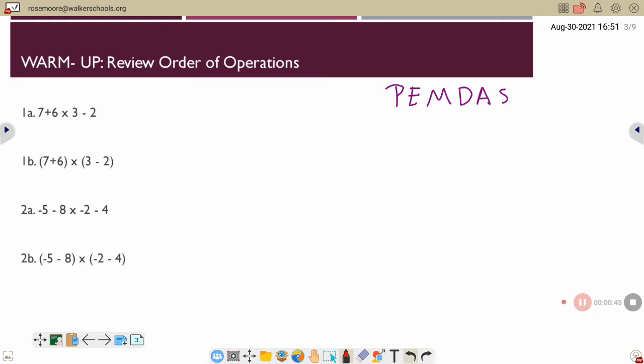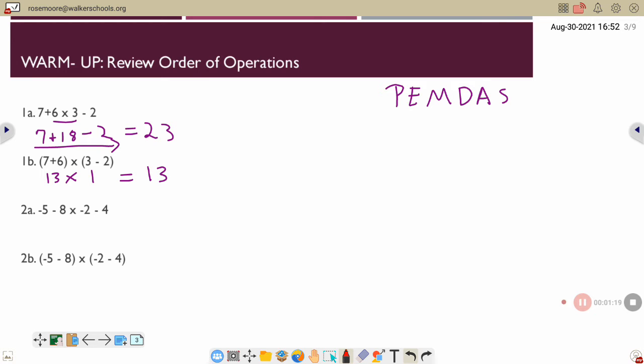1A, we have multiplication first. So we'll have 7 plus 18 minus 2. Then we will simply add and subtract from left to right. Okay, 7 plus 18 is 25. 25 minus 2 is 23. 1B is the same numbers, but they've added parentheses, so we have to add 7 plus 6 first to get 13. Okay, and 3 minus 2, which is 1. So 13 times 1 will be 13.